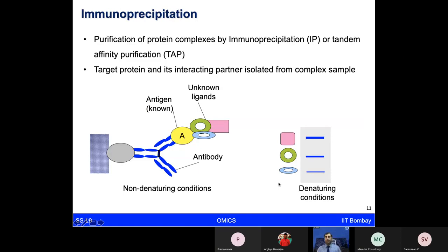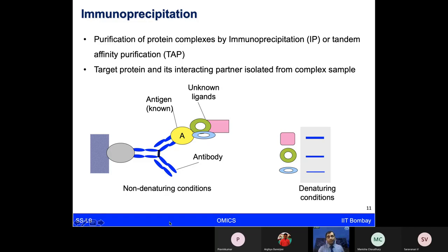So immunoprecipitation is one way to identify these complex interacting partners. For example, if you have a cell lysate, there is a protein which is going to form a network in a given complex formation, and you can pull it down using an antibody which is known for the protein you are interested in.